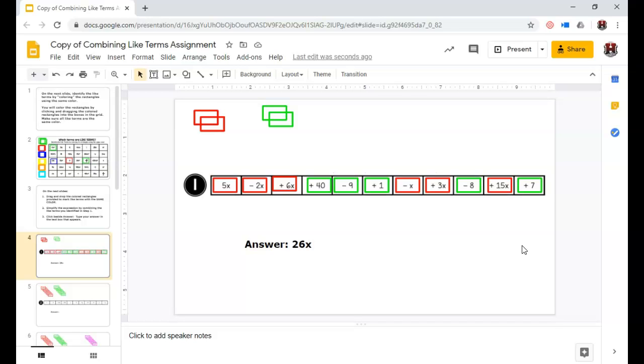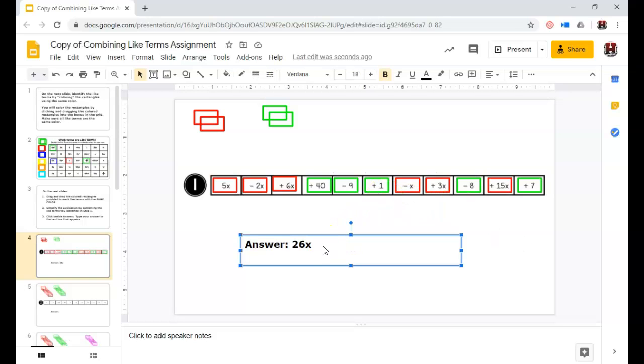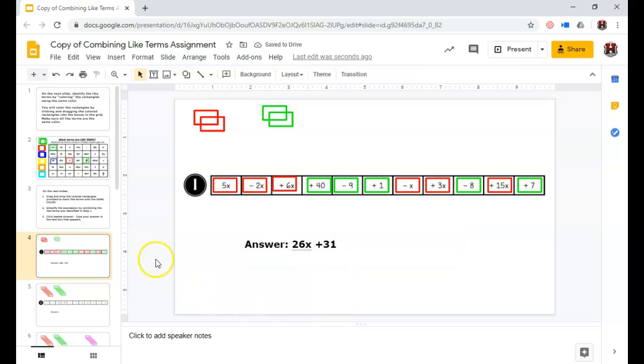So we are going to do 40 minus 9 plus 1 minus 8 plus 7. And that gives you 31, and it is a positive 31. So you'll go back down here and type in plus 31. And there's your answer for the first one, and you'll go on and do the rest.